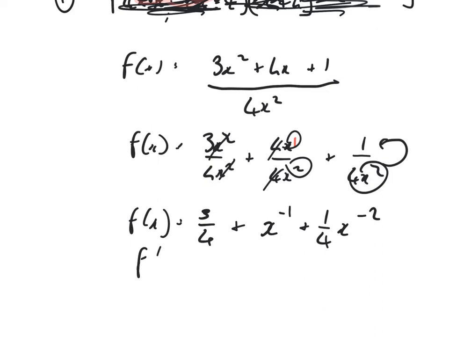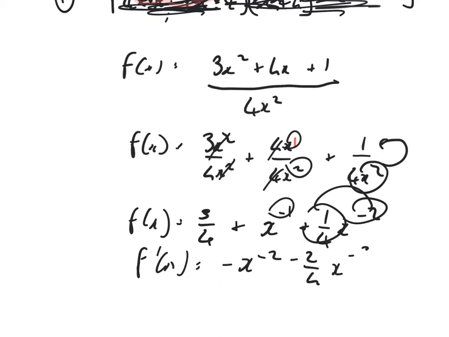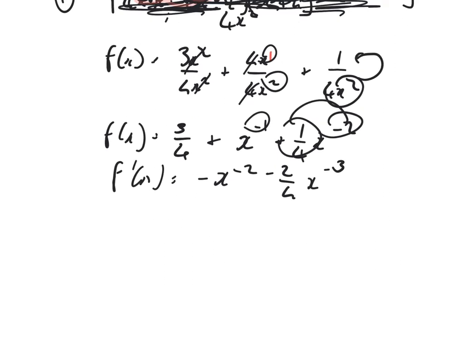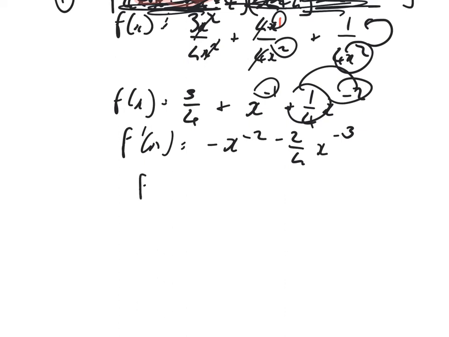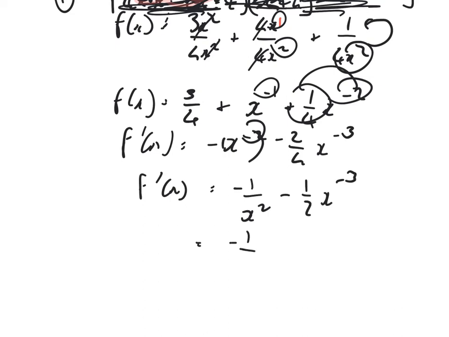Okay, I can now differentiate. So 3/4 is a constant, so that becomes 0. That'll be minus x to the minus 2, and minus 2 times 1/4 is minus 2/4 x to the minus 3. So minus 2/4, I can simplify that. That'll be minus 1 over x squared minus 1/2 x to the minus 3. Finally bring that power down: minus 1 over x squared minus 1 over 2x cubed.